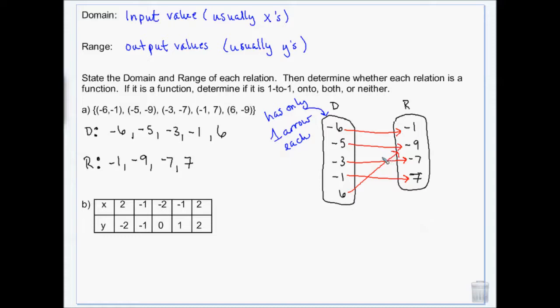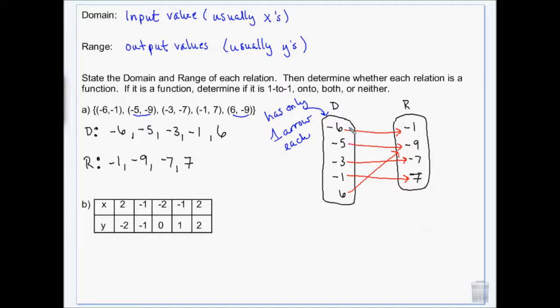Yeah. How come 6 goes to -9 too? Here I had -5, -9, and 6, -9. Oh, okay. Yeah, you don't write it twice because it's the same number. So you write each number one time.